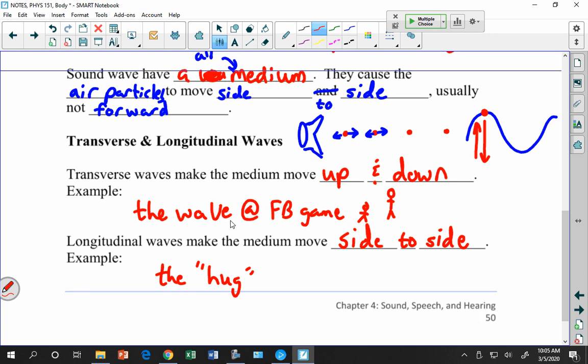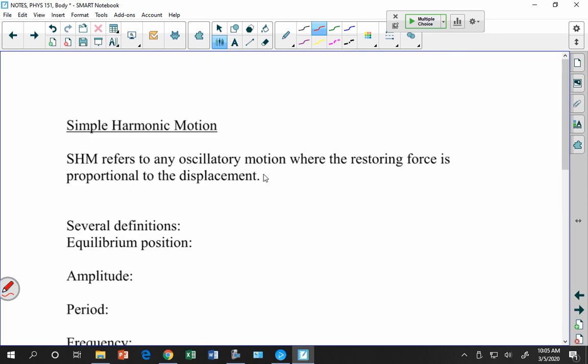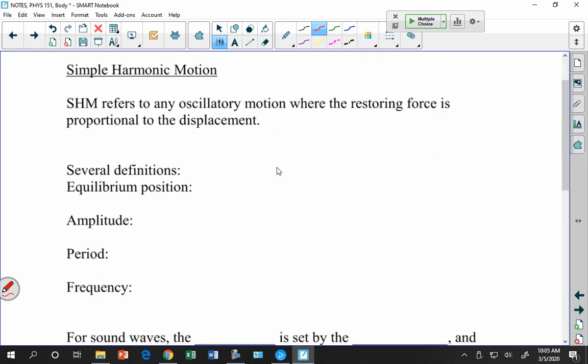We're going to start something new here. For simple harmonic motion, there's several things that I want you to know. Simple harmonic motion refers to anytime you have a restoring force. And so we can see this in a spring. If I have something that's on a spring, say a mass on a spring, I'll use this one for now. I'm going to use this for something else later.